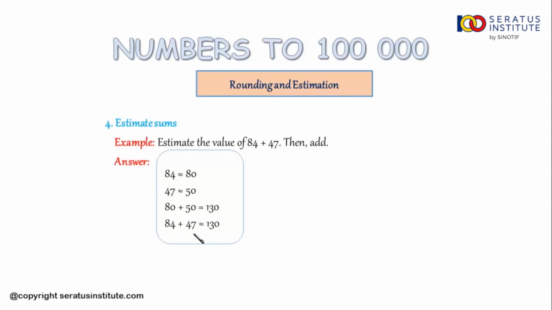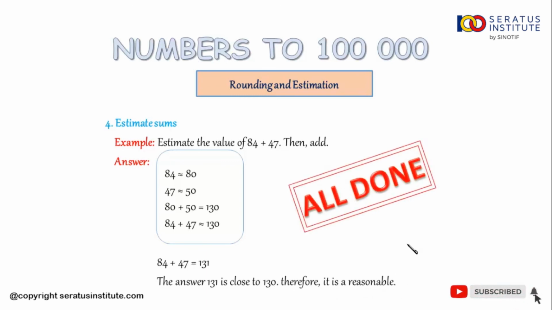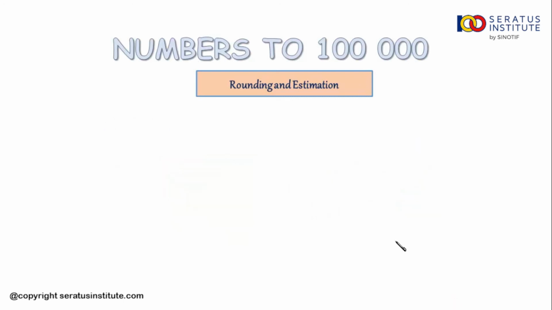This means 84 plus 47 is about 130. If you want to check whether your answer is correct, we can check it manually, Sobat 100. 84 plus 47 equals 131. The answer 131 is close to 130, therefore it is reasonable. All done for the fourth main point, Sobat 100. Now we go to the next main point. This is the last: estimate differences.